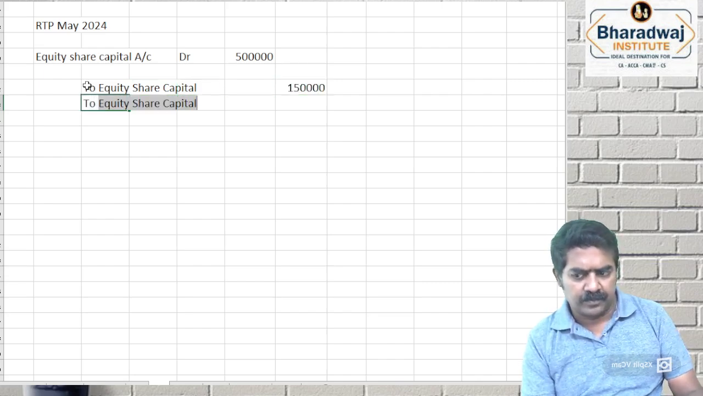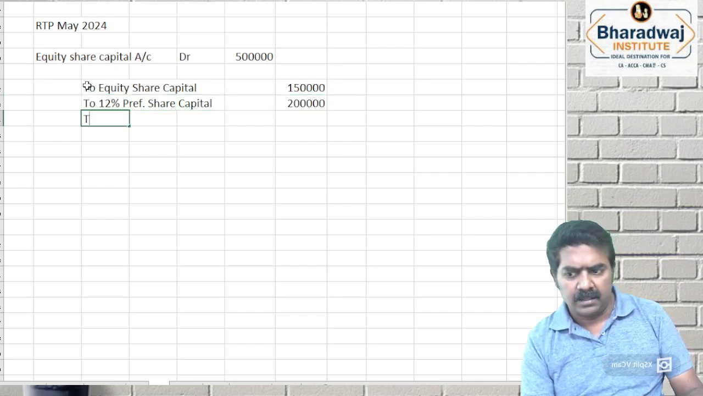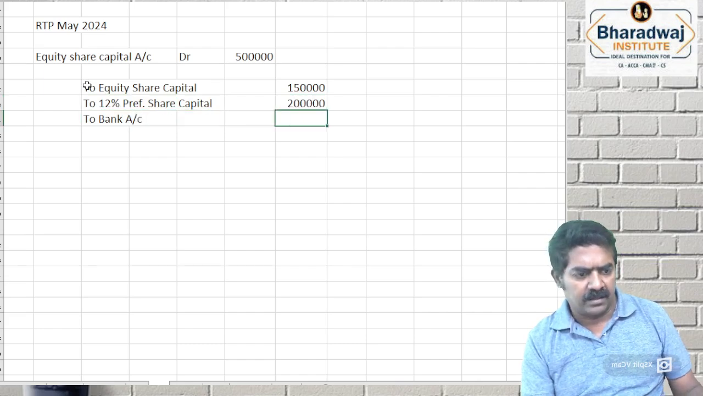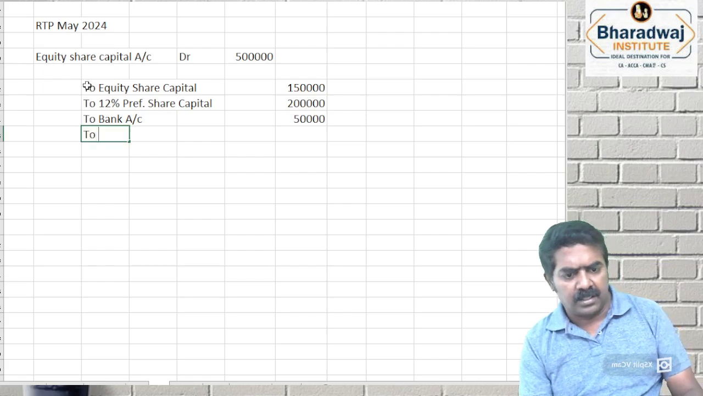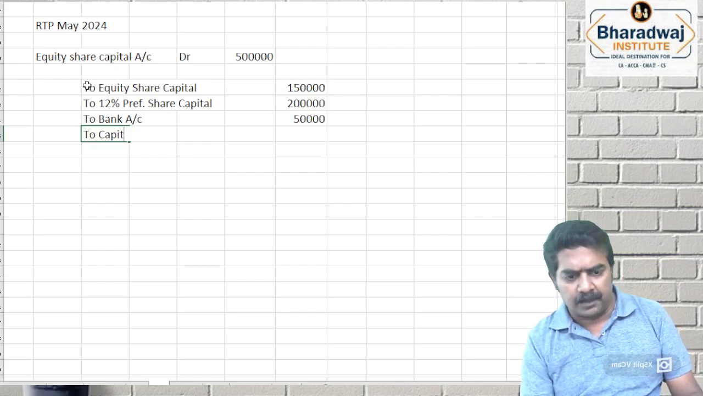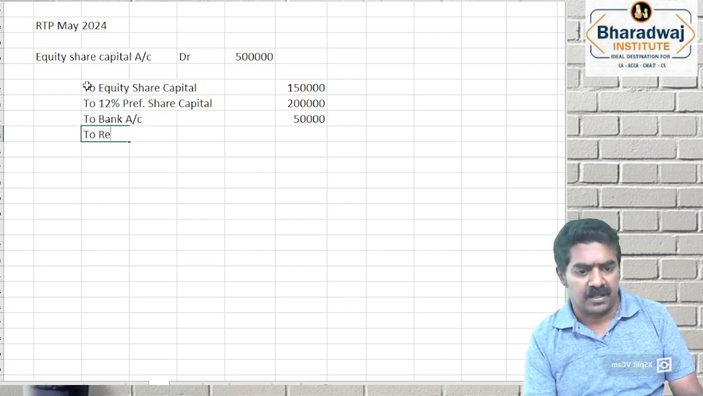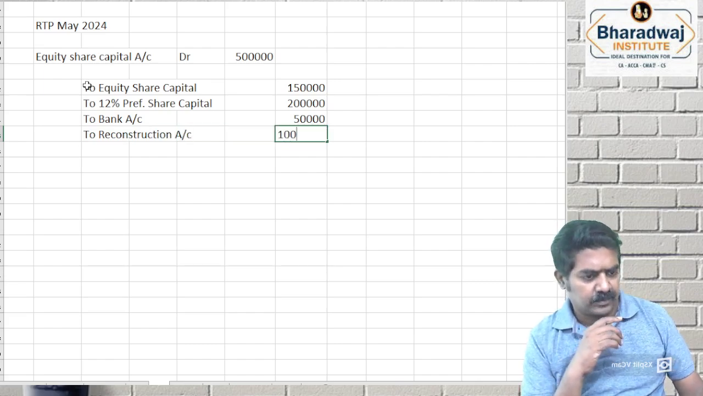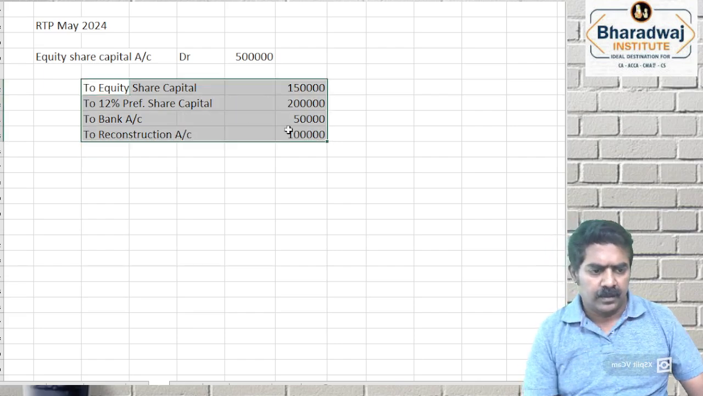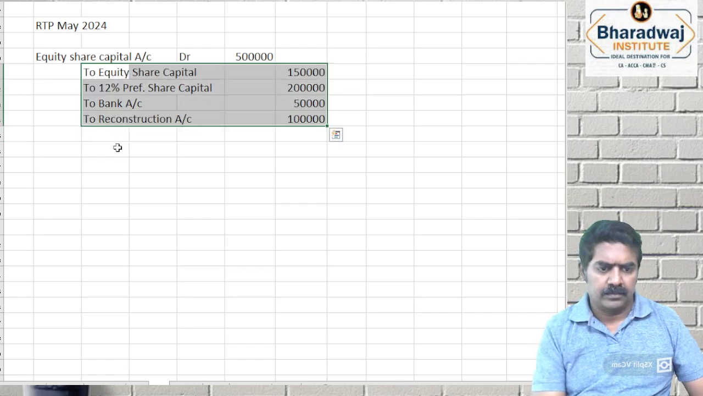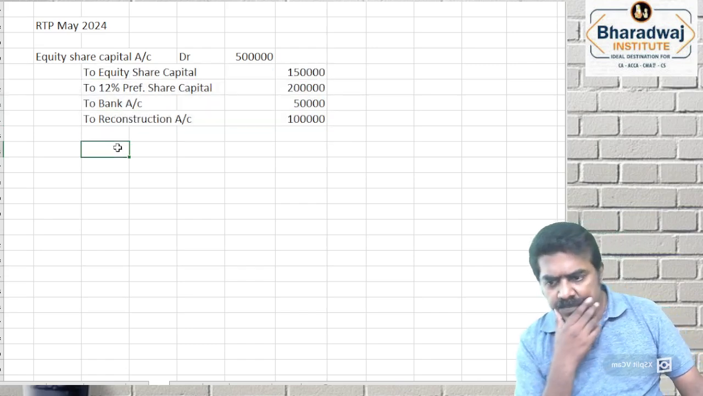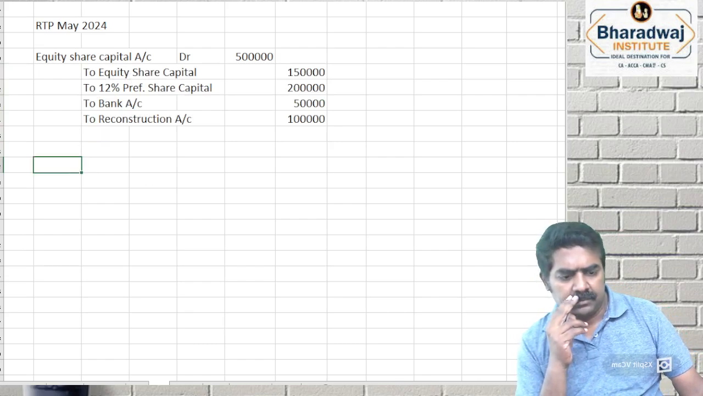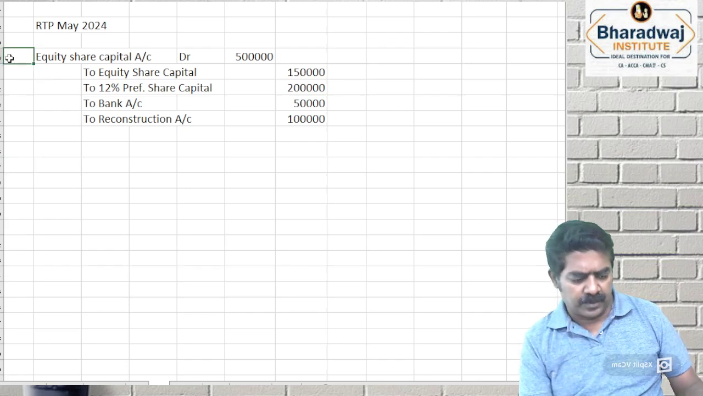Then what are we going to give? 12% preference share capital. How much? 2 lakhs. Then to bank account, how much is paid? 50,000 is paid to them. The balancing figure will go to which account? We can say capital reduction account, but the word they use is reconstruction account, so better to use the same word. What is the balance? This is for the first one.